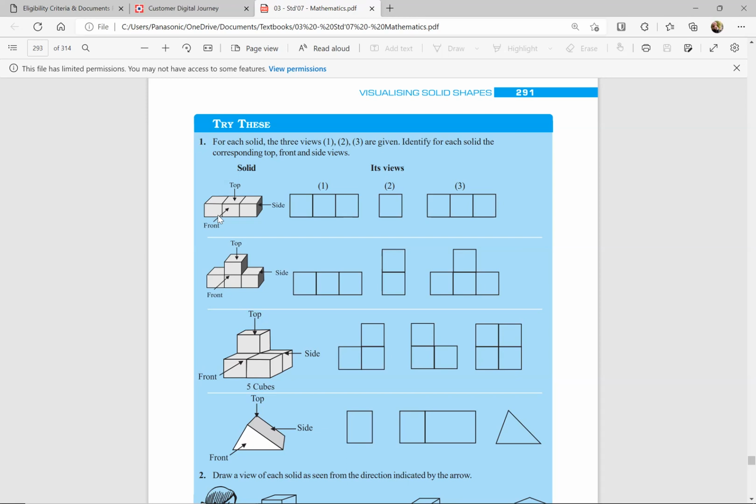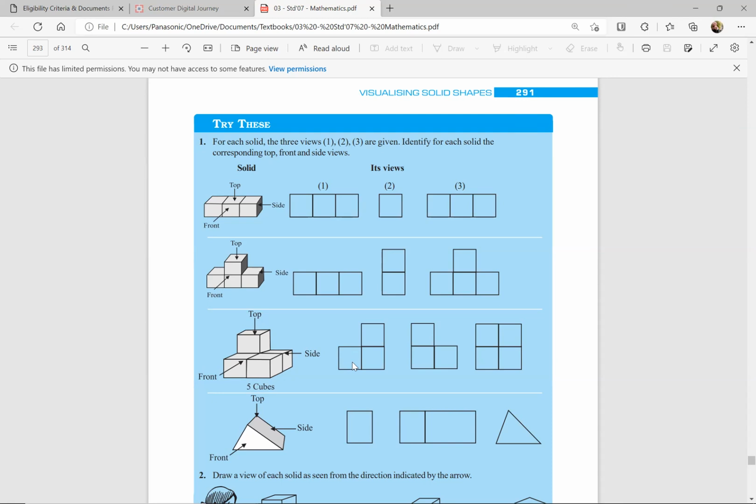Very good. Okay, and what about this one? The third image. The first one is the front view. The front view. Think again. No, sorry. Think again. It's the top view. The first one is the top view. No.